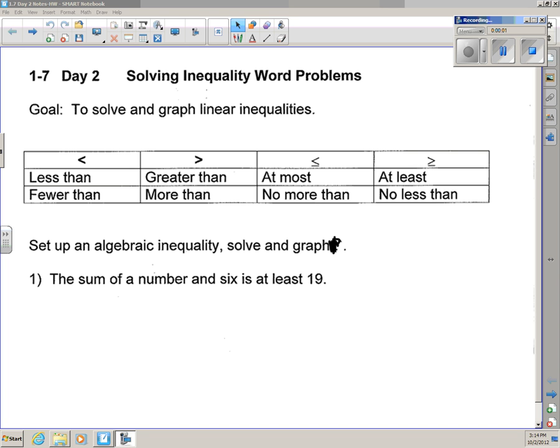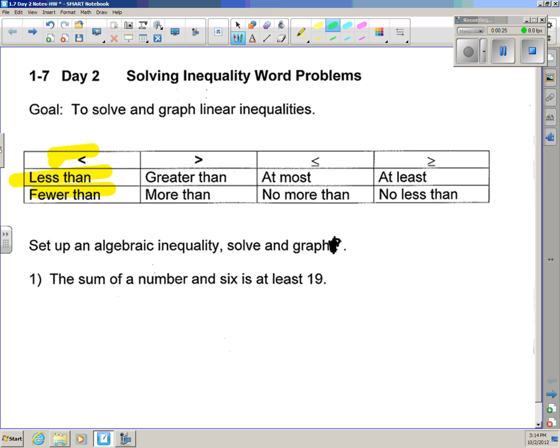Okay, so for today's lesson, we are going to still solve our inequalities, but we're going to do inequality word problems. You just need to be very careful that you know which words or phrases stand for which inequality symbol. If you see this symbol right here, you know you're dealing with less than and fewer than.